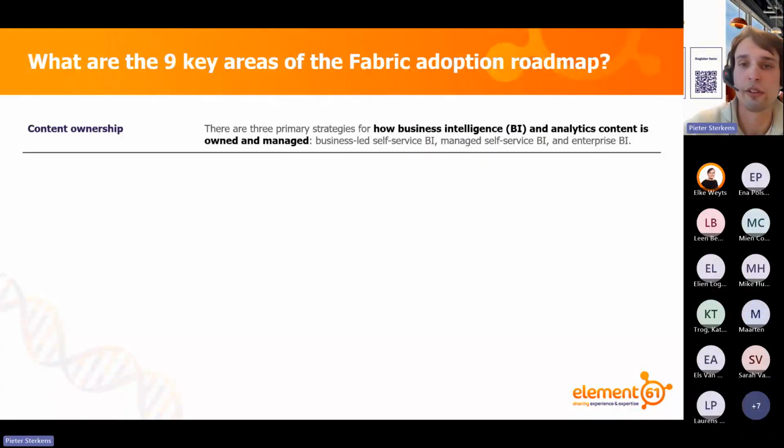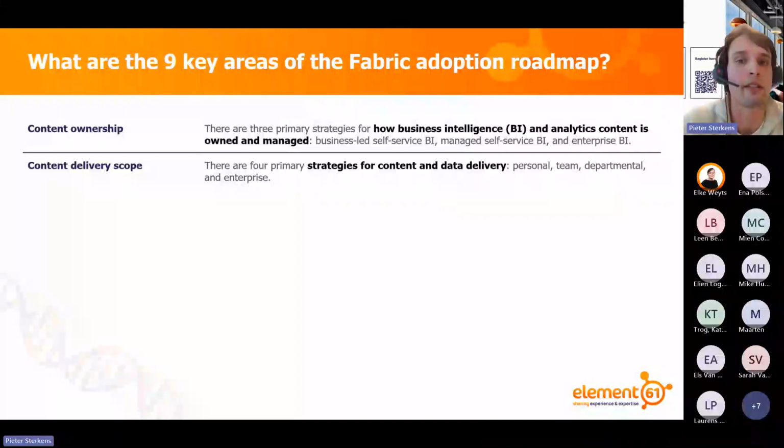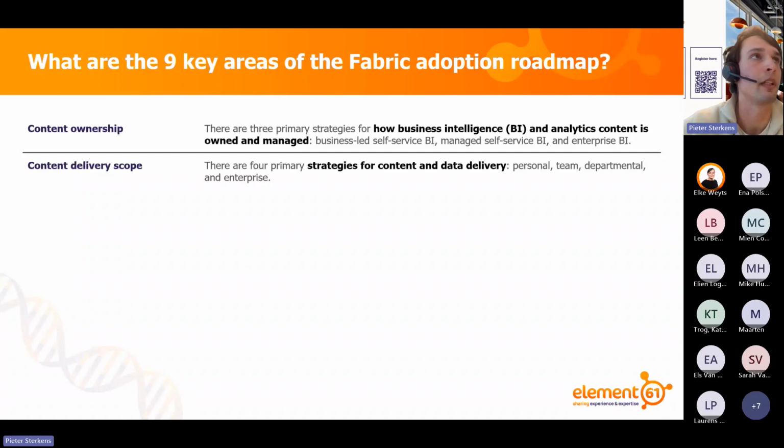Content ownership we already covered, so I will not explain it again. The last one is the content delivery scope, and this concerns the strategies that you can have for delivering content to your end user. Basically you have 4 strategies: personal BI, team BI, departmental BI, or enterprise BI. It depends on how large your audience is. Are you creating a report for a team, for a full department, for the entire organization, or just for one person?